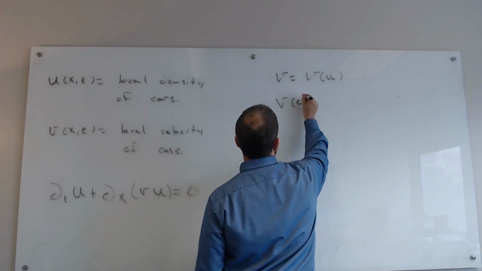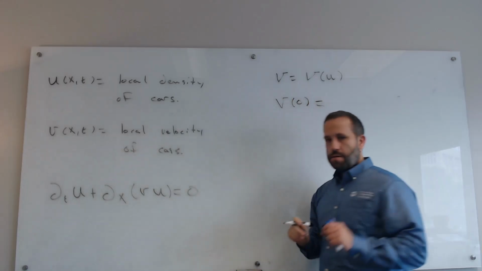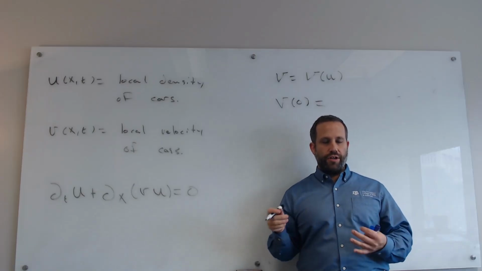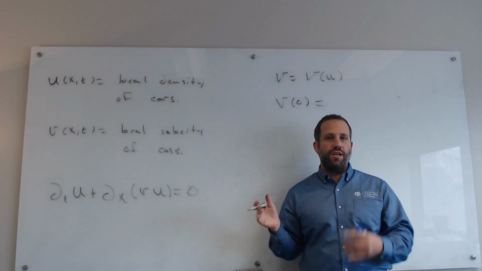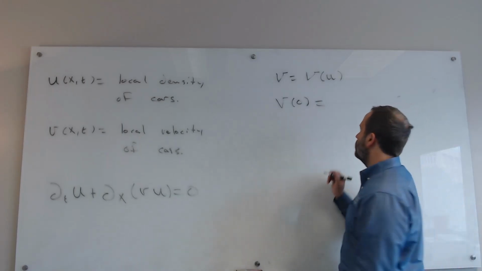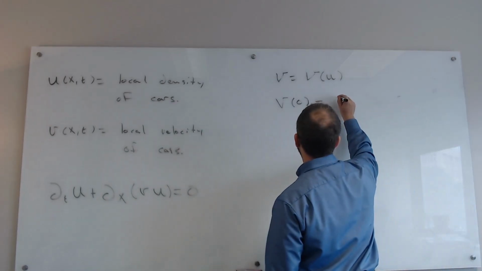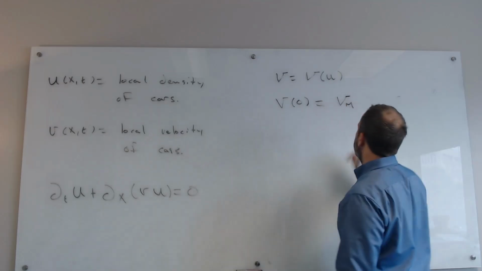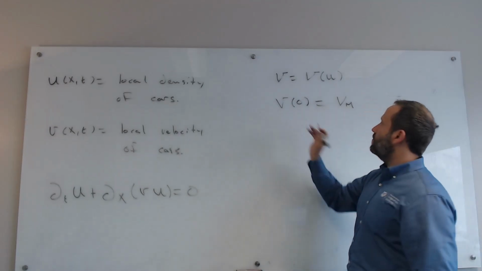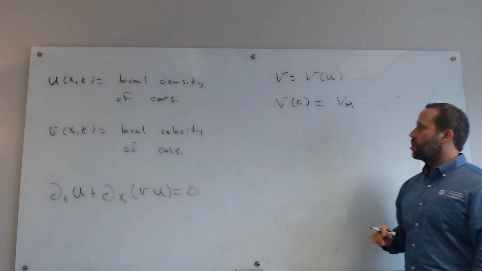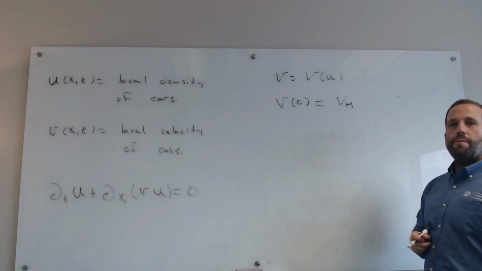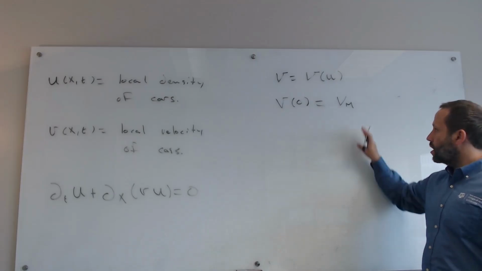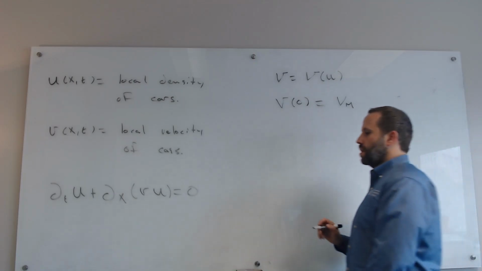We want v of 0. So in other words, if the density is 0, I mean obviously if there's one car it's not going to be 0, but if it's close to 0, we want v of 0 to be equal to some maximum velocity, which I'm going to call v sub m. Sorry, unfortunately my v's and u's look alike. So v of 0 is going to be equal to some maximum velocity. So at 0 density, we're going to have some maximum velocity.